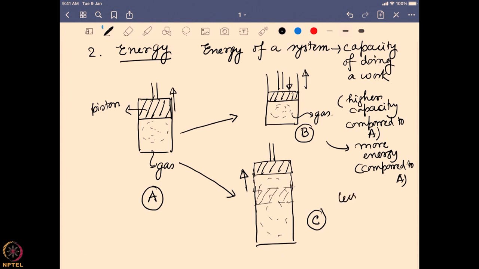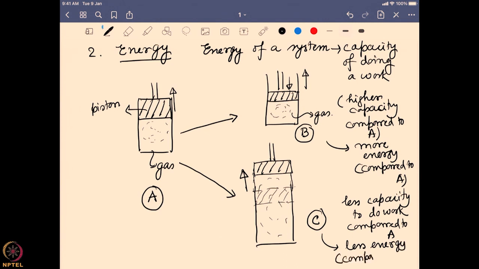So we can say it has less capacity to do work compared to A. So we can say it has less energy in comparison to A. Over here you can see that work and energy are correlated. If one system can do more work, we can say it has more energy. And if a system has less capacity to do work, we can say it has less energy. So that is the definition of energy, which we can define in the form of work.